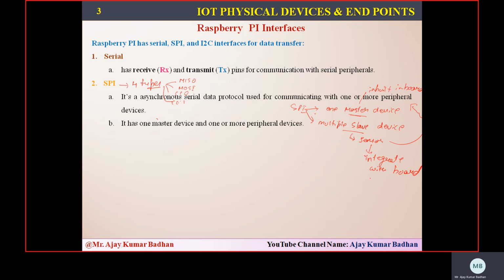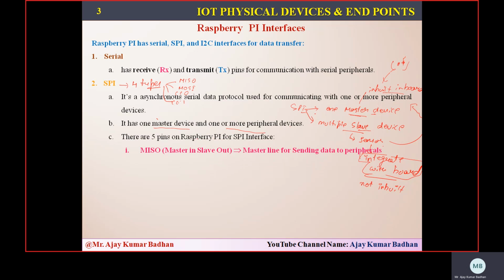These are not inbuilt. Inbuilt means it comes with the device itself, that is your Raspberry Pi. But these sensors we are integrating, meaning we are connecting them to the Raspberry Pi board. So that is what you can call slave devices. Master device means this is inbuilt within the board only, so that you can use it. In that way you can understand it. So we will have basically one master device and more than one peripheral device.